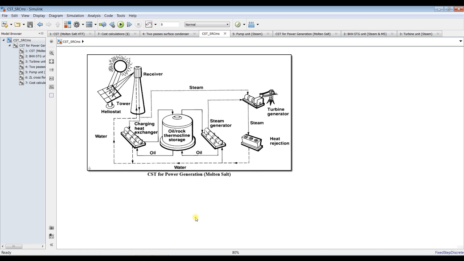The model consists of a central receiver, a concentrated solar tower, and a boiler heat exchanger with a pumping system inside it. This cycle is for molten salt, and here we have the steam Rankine cycle: the boiler heat exchanger, the turbine unit attached to the generator unit, two surface condensers, and cooling towers. This cycle is for water, and this one is for molten salt. Let's go inside and see.